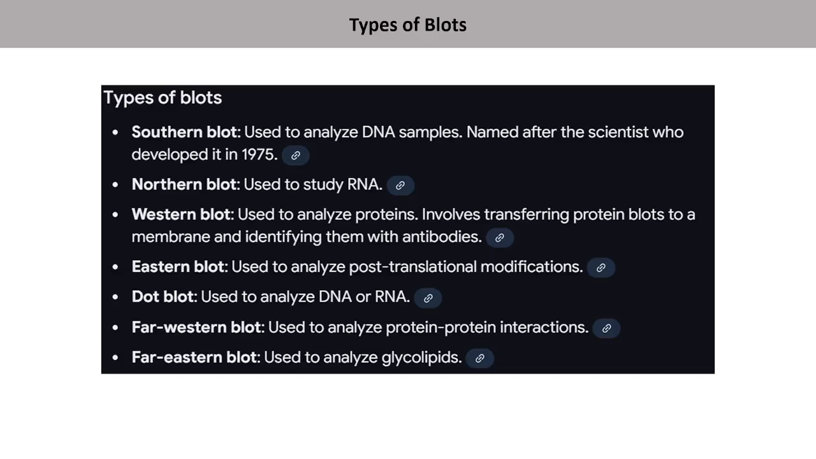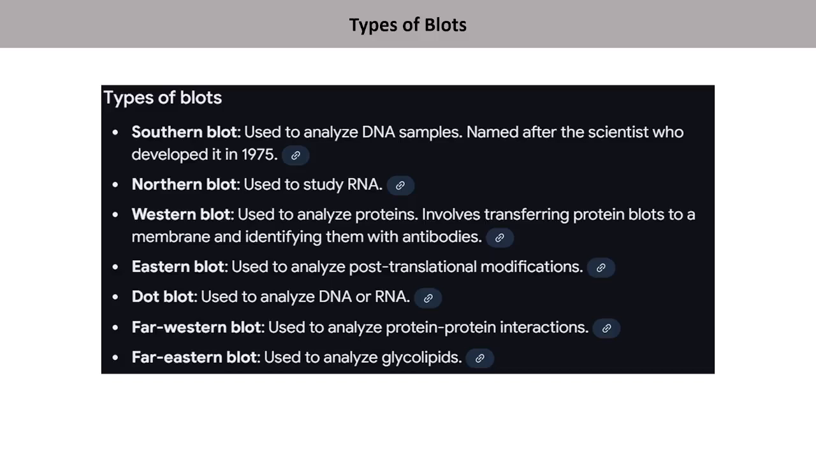So the first blot is Southern blot. Southern blot was basically the first kind of blotting technique, and the word Southern here has been taken from the scientist who developed this technique. It is named after the scientist who developed this technique. And Southern blot was first used to analyze different DNA samples. Then later, once the Southern blot was developed, people tried to develop a similar kind of technique for studying the RNA samples, and then it was named as Northern blot. So Southern blot was for DNA samples, Northern blot was for RNA samples.